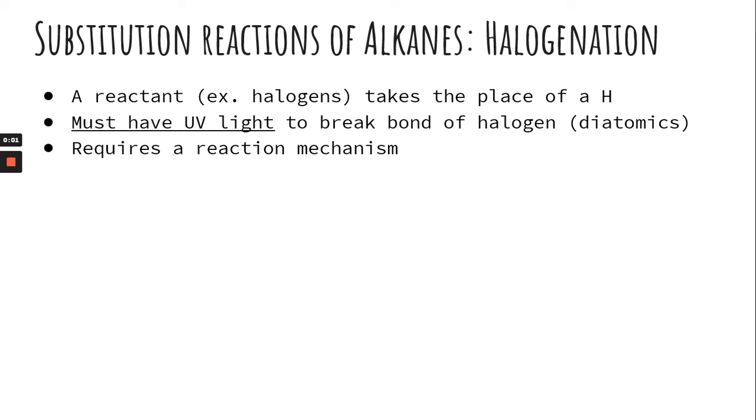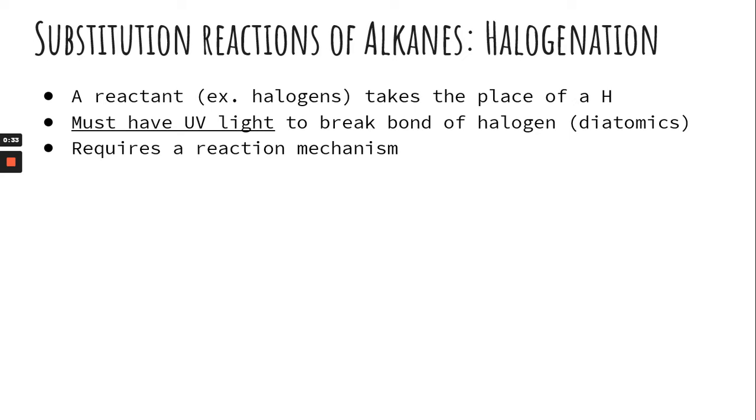The other type of reaction that alkanes can undergo is called halogenation. It's a substitution reaction, which means you're going to substitute a hydrogen with a halogen. Again, there must be UV light, so there has to be a lot of energy, and that's to break the bond of the halogen, because remember, the halogens, fluorine, chlorine, bromine, and iodine, are all diatomic, so we have to have a lot of energy in order to break those two atoms apart.